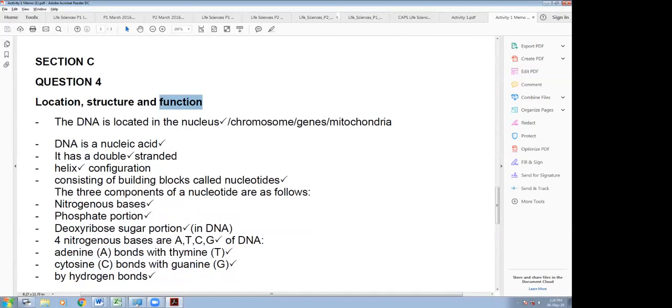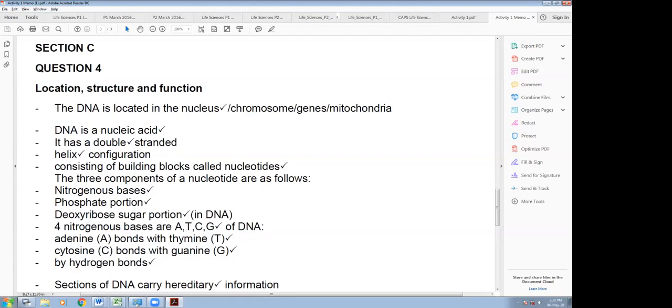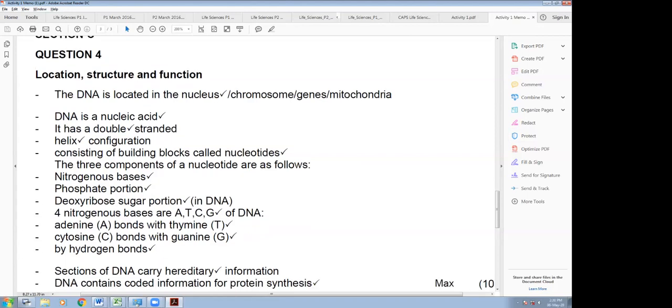Carries hereditary information and protein synthesis, right? Good. I know what you're trying to say, but you'll have to give a bit more on protein synthesis. That for protein synthesis, it has the code for protein synthesis, right? So sections of DNA carry the hereditary information. Replication, Katlego, you are correct. It does undergo replication, but they're not giving that as its function in this memo, right?